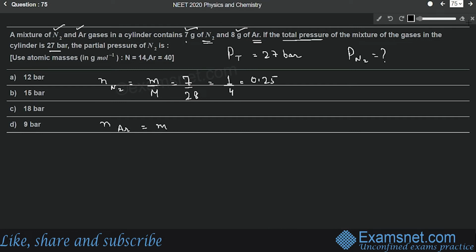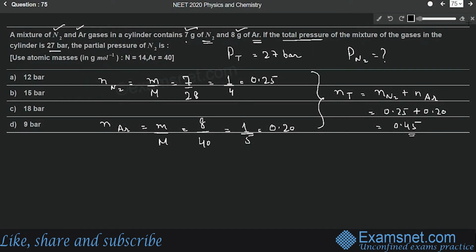Given mass of argon divided by atomic mass of argon. Okay. So given mass is 8 grams and atomic mass of argon is 40. Why atomic mass? Because this is a monoatomic gas, so it won't be molecular mass, it will be atomic mass. So this will come out to be 1 by 5, that means 0.20. Okay. So now we have got the number of moles of each gas. What will be the total number of moles? The number of moles of nitrogen plus number of moles of argon. So 0.25 plus 0.20, that means 0.45.